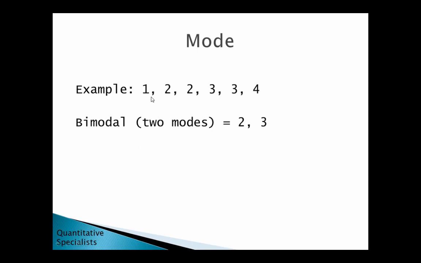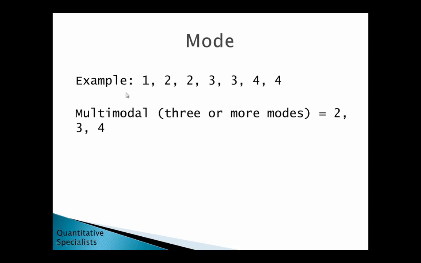Another example with the mode, if we had the following values, 1, 2 twos, 3 threes, 4. Notice here there's two values that each occur twice. 2 occurs twice, and 3 occurs twice. So here we have two modes, which usually is just referred to as being bimodal. And we list the two modes. The modes are 2 and 3.